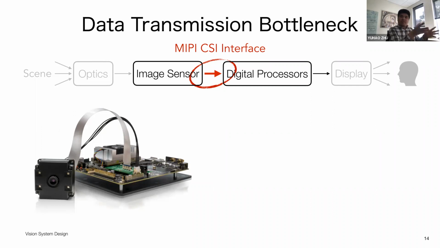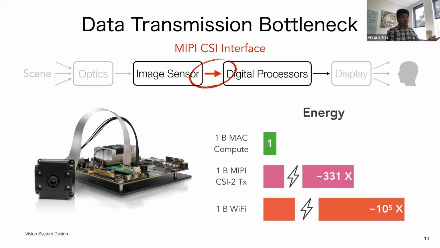And typically the image sensors capture raw pixels, which are then transmitted through what's called the MIPI CSI interface to the processor, to the chip. Now, as you know, transmitting data consumes much more energy than computation. This is data from Meta: normalizing to one byte of MAC, multiply accumulation operation, transmitting one byte through the MIPI CSI interface from the camera sensor to the chip consumes two orders of magnitude higher energy.